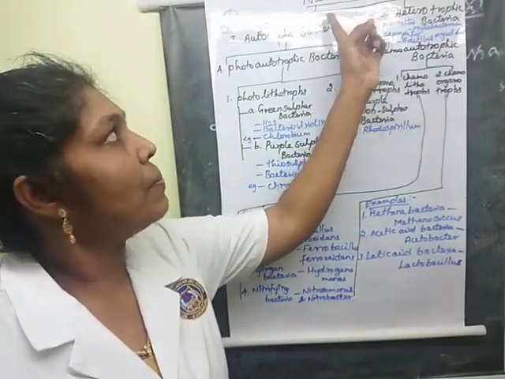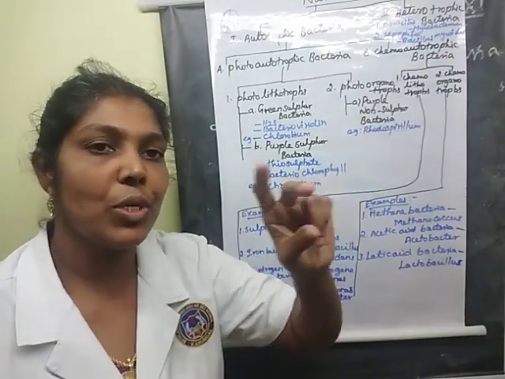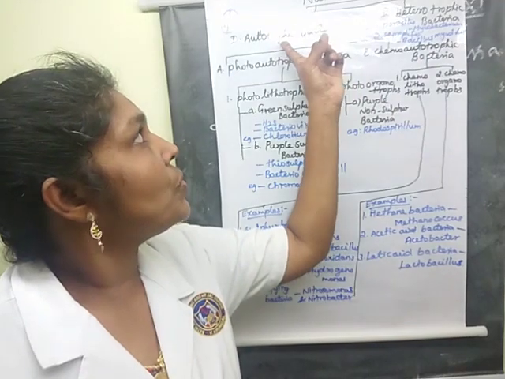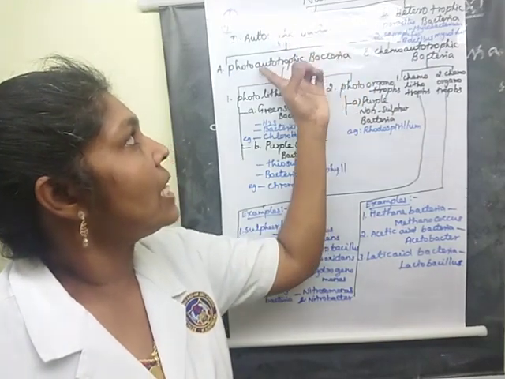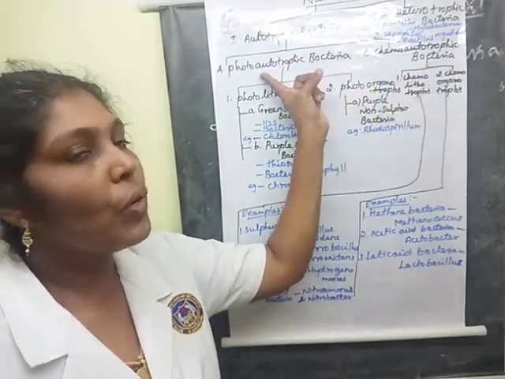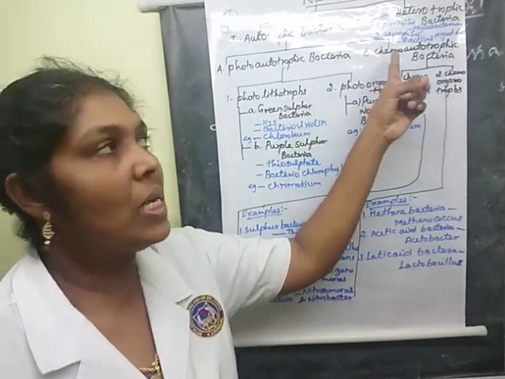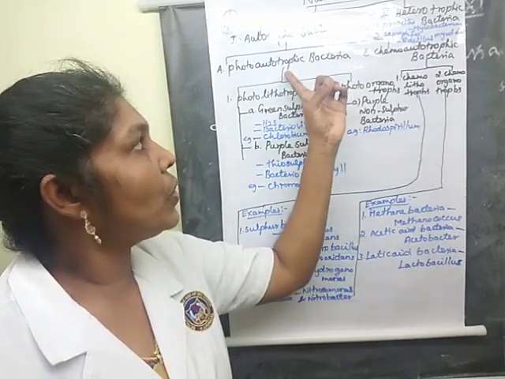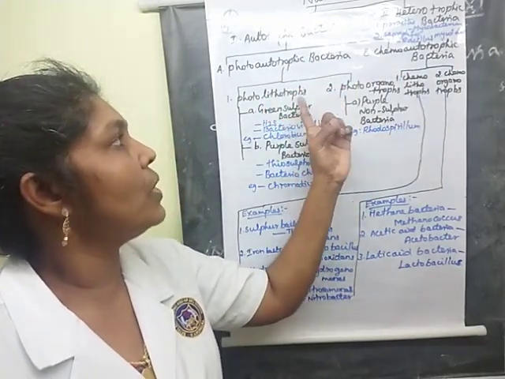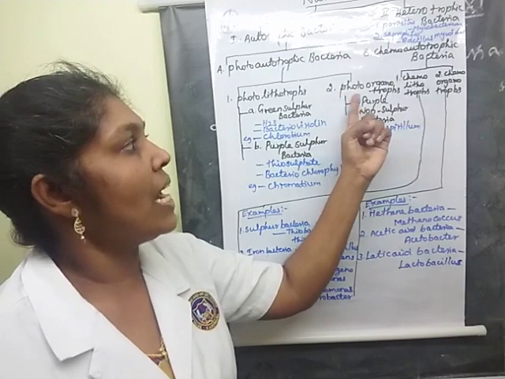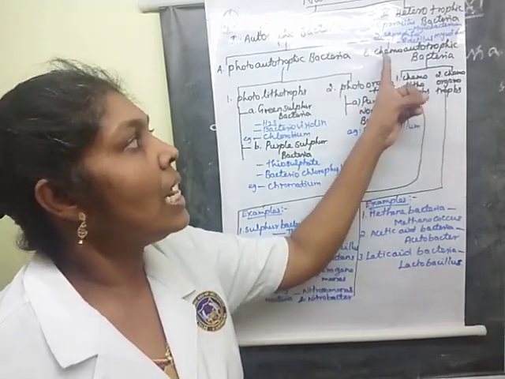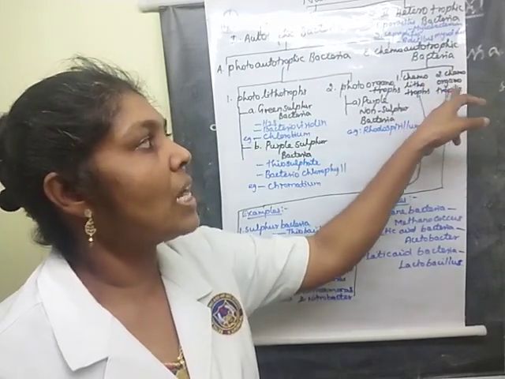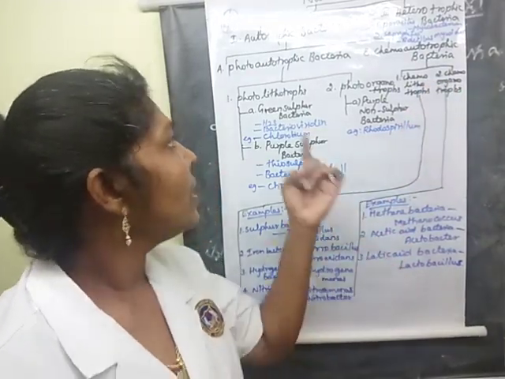Nutrition in bacteria is mainly divided into 2 types: autotrophs and heterotrophs. The autotrophic bacteria are divided into 2 types: photoautotrophic bacteria and chemoautotrophic bacteria. Photoautotrophic bacteria are also divided into 2: photolithotrophs and photoorganotrophs. Similarly, chemoautotrophic bacteria are also divided into 2: chemolithotrophs and chemoorganotrophs. Clear?